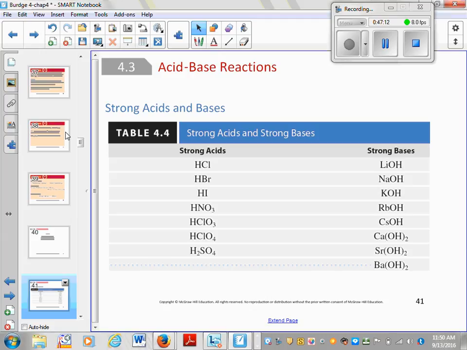Strong acids and strong bases. When we say strong, in chemical terms, we're not talking about the ability to do damage. We're talking about the ability to ionize. Strong acids and bases ionize completely. So there's strong acids: HCl, HBr, HI, HNO3, HClO3, HClO4, H2SO4. Strong bases: lithium hydroxide, sodium hydroxide, potassium hydroxide, and all these other hydroxides are strong bases. They ionize completely.